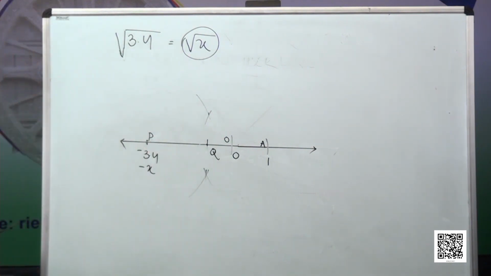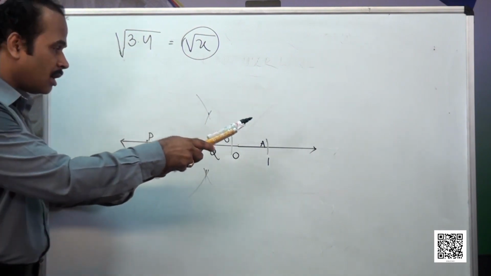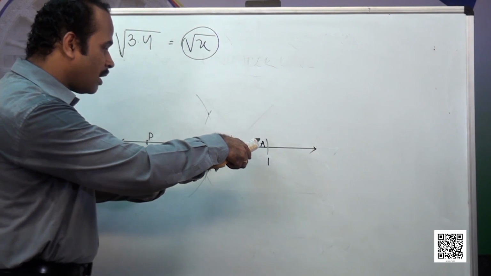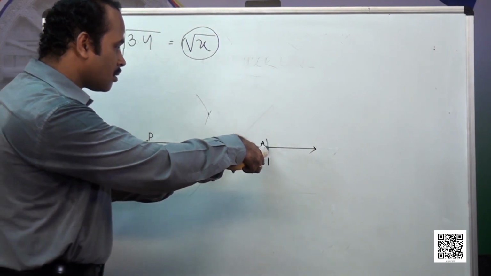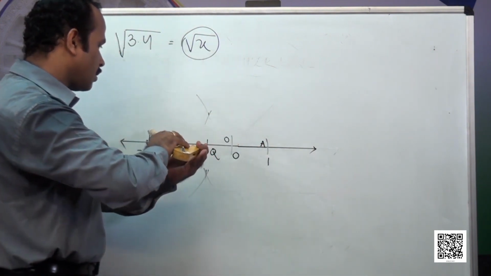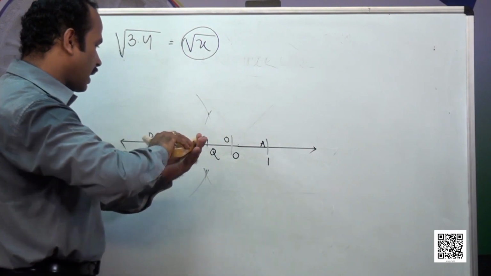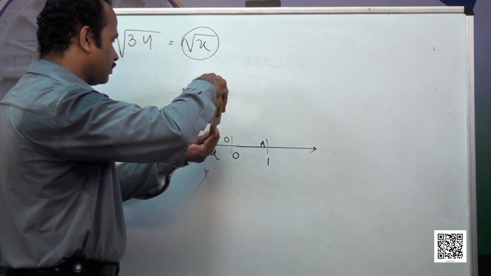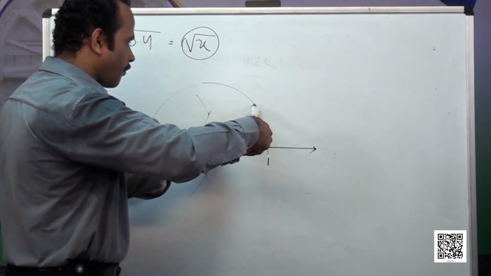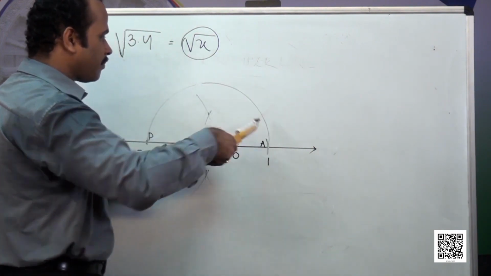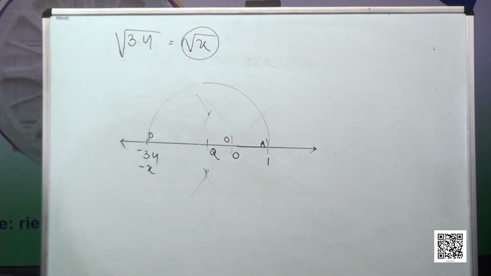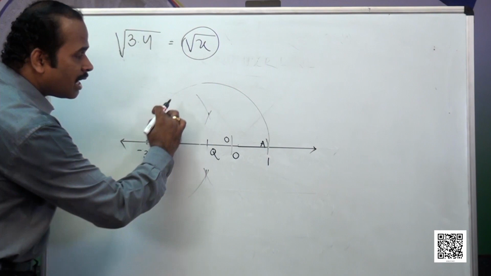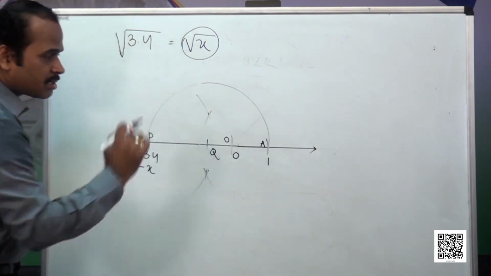So now, taking this Q as center and QA as the radius, I can draw a semicircle. So let me draw a semicircle. Okay, so this is the semicircle I have constructed, taking this Q as center and this QA as the radius.